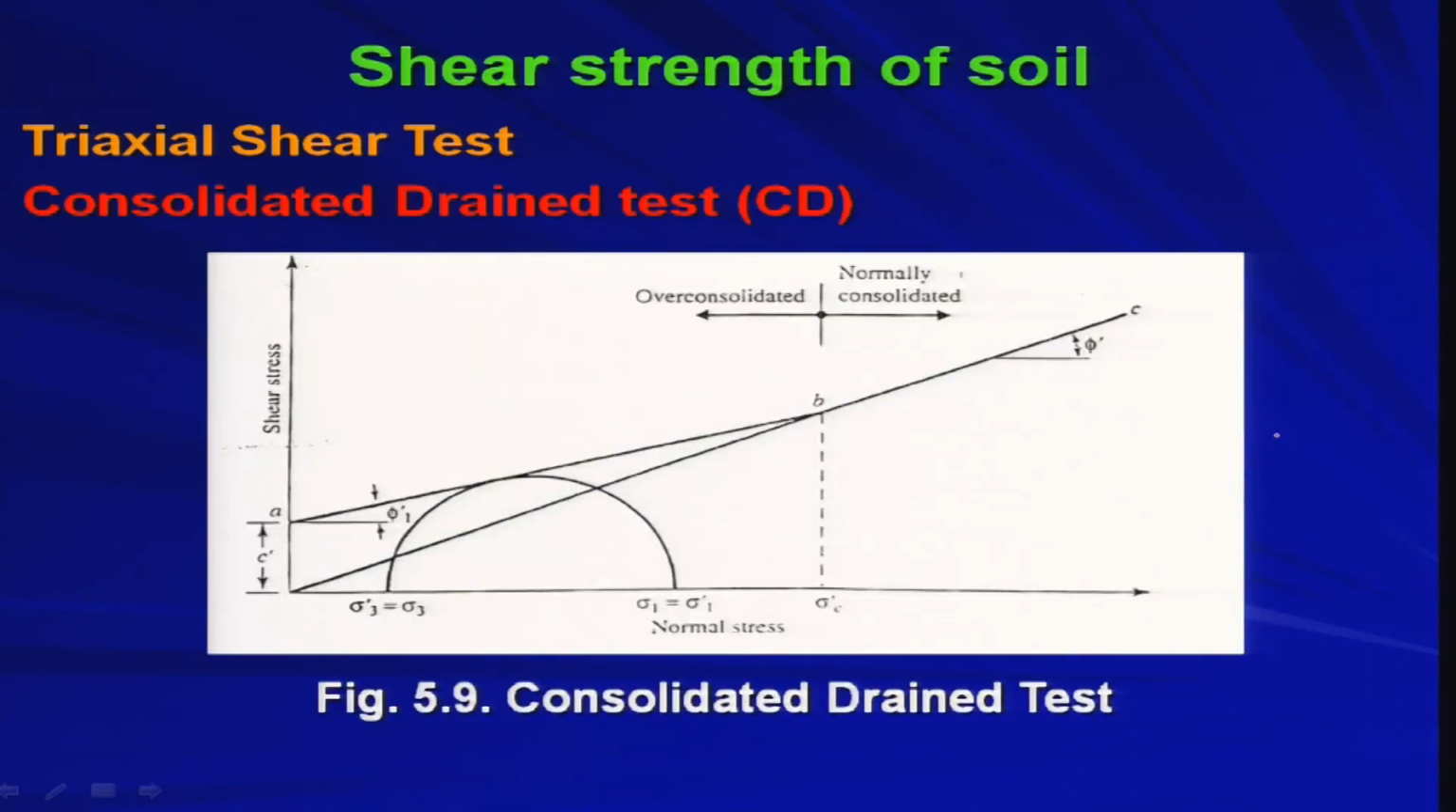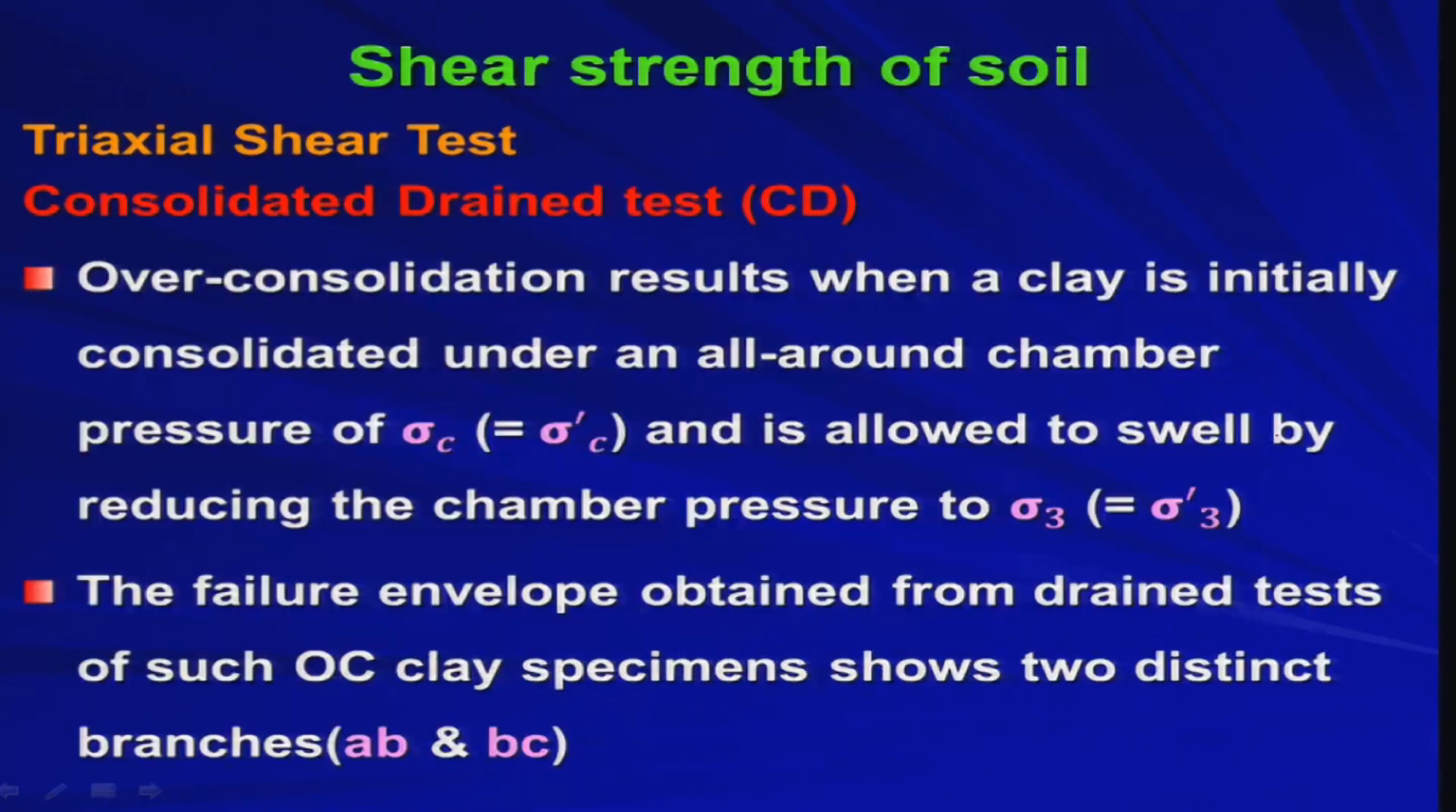Now, this is a typical Mohr Coulomb failure envelope obtained from the consolidated drained test. So, you will get two different regions. One region tells about the over consolidated region, and another region tells about the normally consolidated region. We will come to that point.